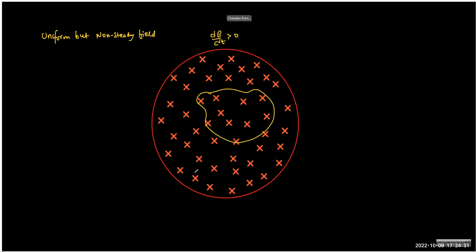So what we're going to learn in this topic is what happens if we have a uniform but non-steady field, and then we have a static loop. So we can understand what is happening there. To understand the process, we have to make an assumption. Let's say there is a loop. I'm going to draw a concentric circle, or you can say a concentric loop, and this loop is made of some connecting wires.